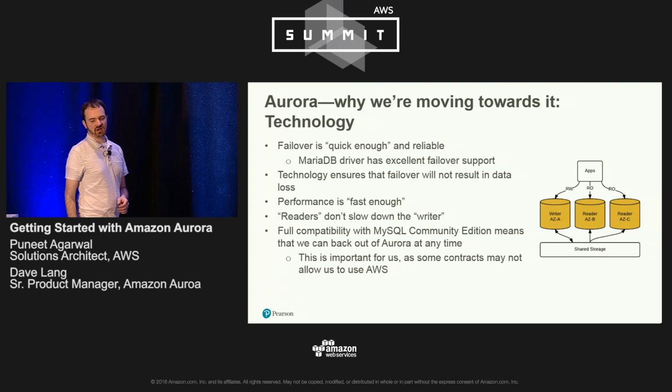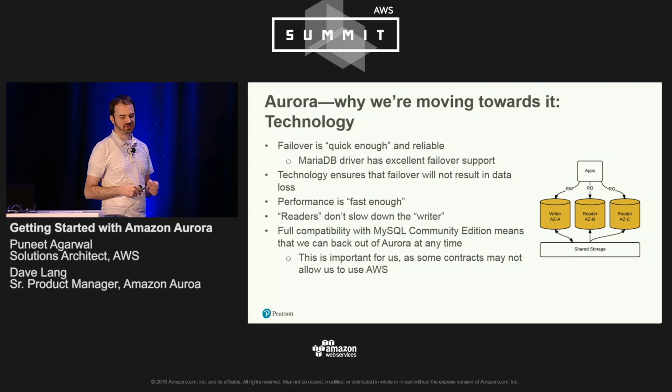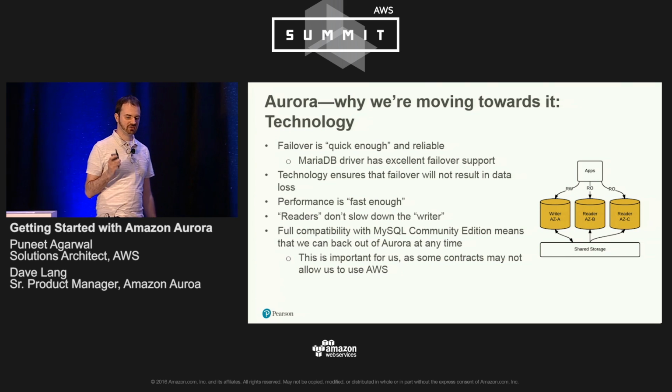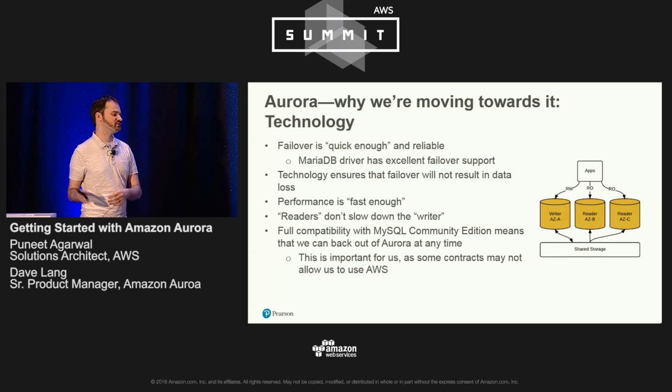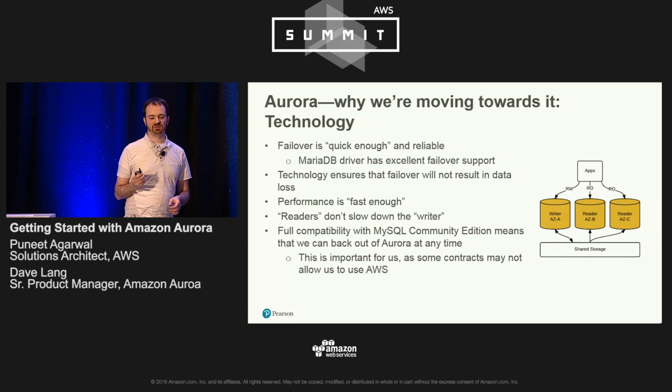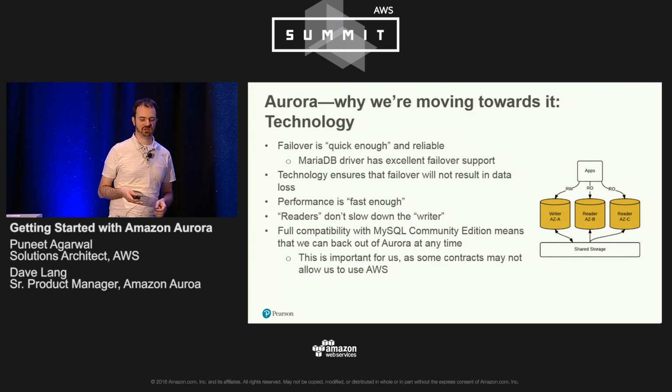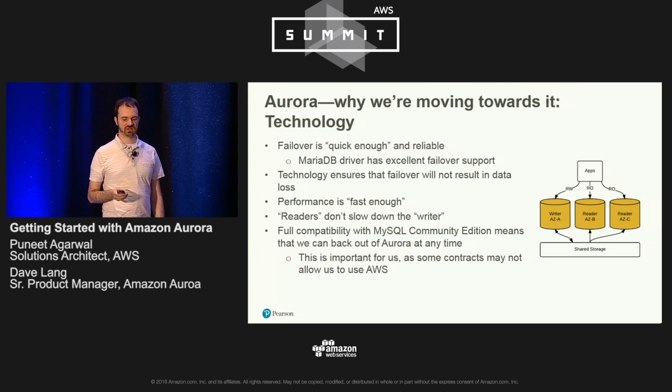Another nice benefit is that readers don't slow down the writer, whereas in a master-slave topology, you can have situations where a whole lot of readers connecting to a single writer, or a whole lot of slaves connecting to a single master, rather, can actually hurt the master. That's a nice feature of Aurora, that it doesn't have that.